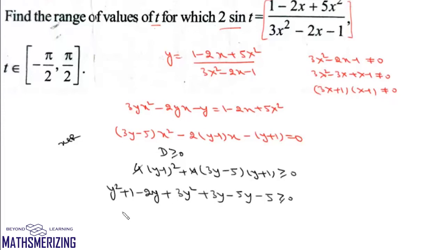So then we can write this equation as 4y square and then minus 4y and then minus 4 is greater than or equal to 0. So we'll write this equation as y square minus y minus 1 should be greater than or equal to 0.